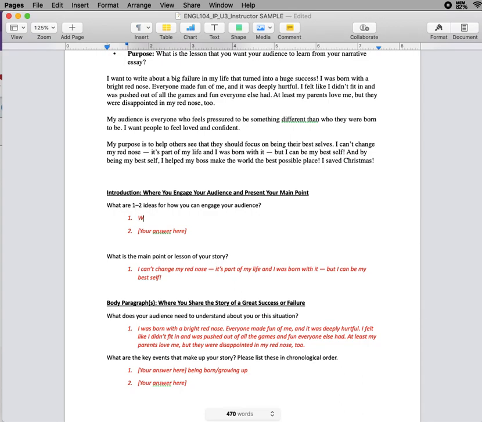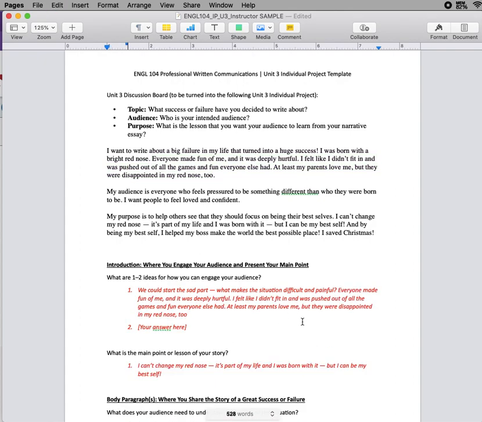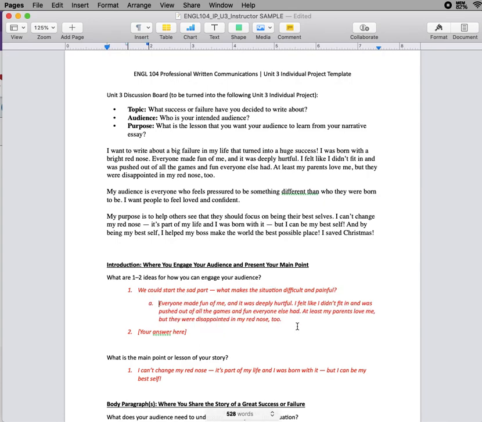We could start with the sad part. What makes the situation difficult and painful? So we could include this section here that everyone made fun of me and that was really hurtful. So we could include that kind of stuff as a starter. That doesn't have to be exactly what we start with, but this would be sort of a supporting point to that, right? It's again from what we've written, but we're looking at it overall and saying, what are we saying with that and what can we do with it?